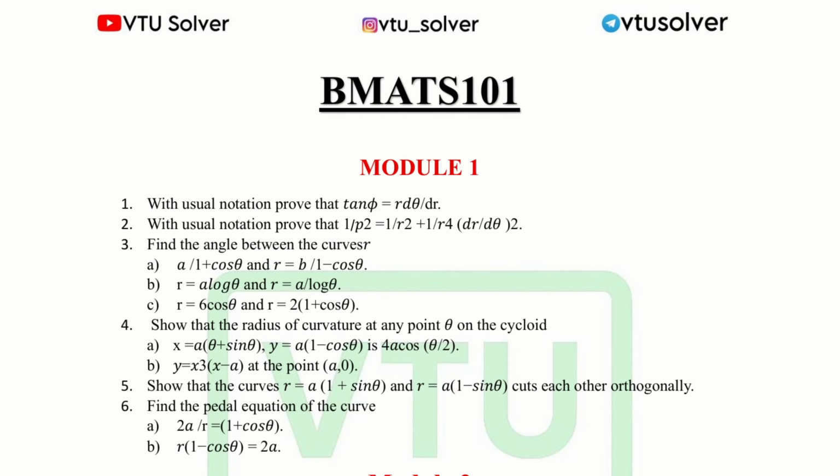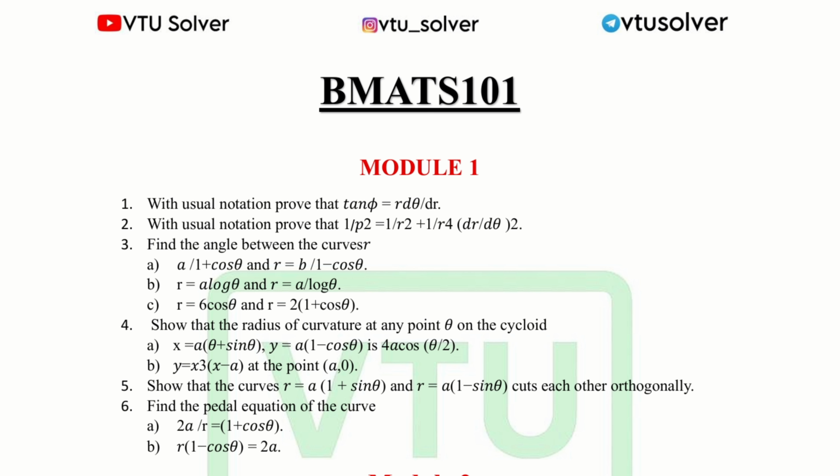Today we are discussing some important questions. BMATS101, from Module 1, there are some important questions. The first question is: with usual notation, prove that tan phi is equal to r into d theta by dr. And the second question is: with usual notation, prove that 1 by p square is equal to 1 by r square plus 1 by r power 4 into (dr by d theta) square.